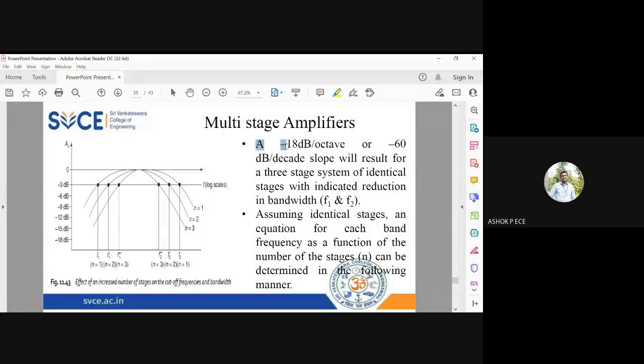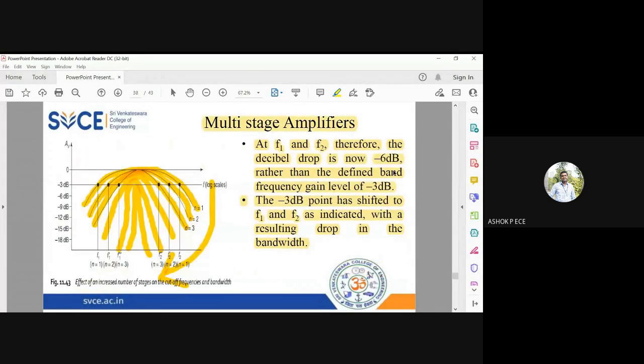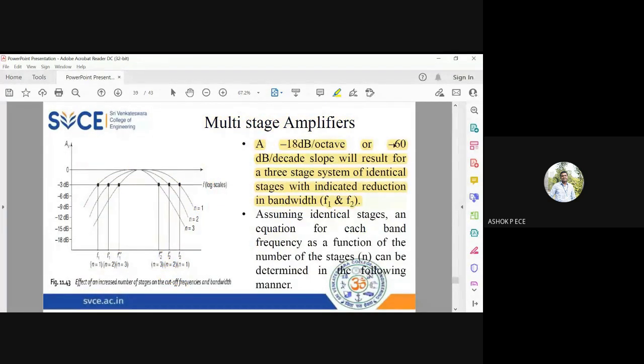For a three-stage system, what is the bandwidth? For a two-stage system, what is the bandwidth? They have given how the slope varies, and the slope will be slowly increasing. For one stage it is minus 20 dB per decade; for two stages it is minus 12 dB per octave or minus 40 dB per decade. That is how the variation is. For three stages, it is minus 60 dB. So you can see the slope is becoming steeper and steeper, which will result in reduced bandwidth.